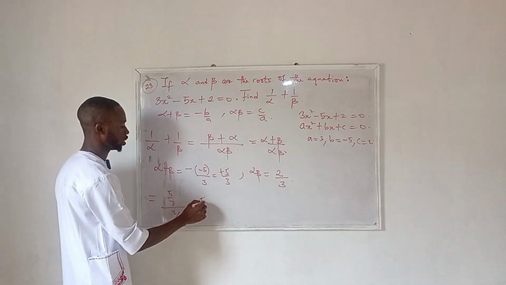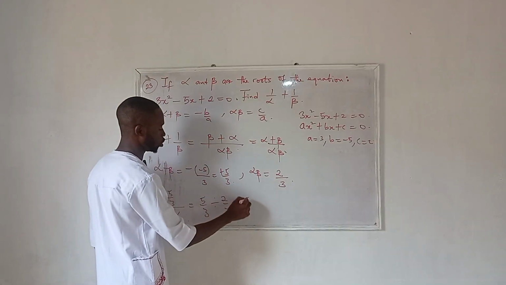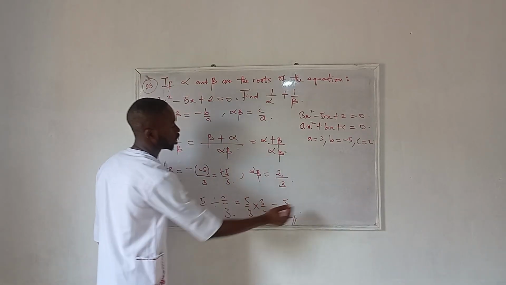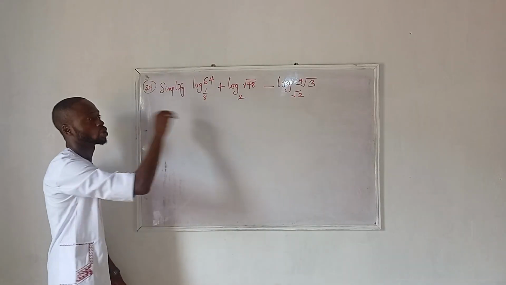So we need to simplify this: 5 over 3 divided by 2 over 3. If we change the division to multiplication, we have 5 over 3 times 3 over 2. Then our answer is what? 5 over 2. For our next question, we are asked to simplify this logarithm question.